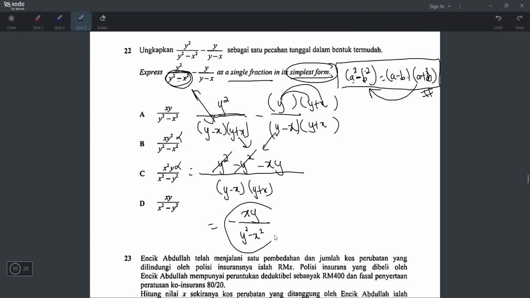Okay, which one is the answer? A or D? Oh my God, sir, no answer. All right, I'll tell you now. If no answer, yeah, no answer, right? Because this one is like x, y, but there's a negative here, right?